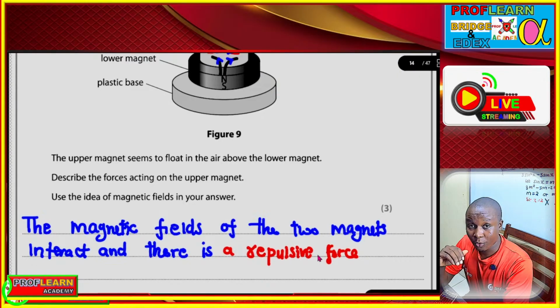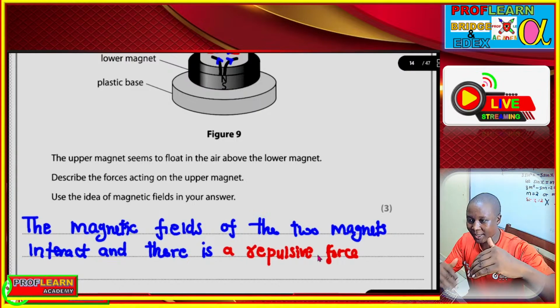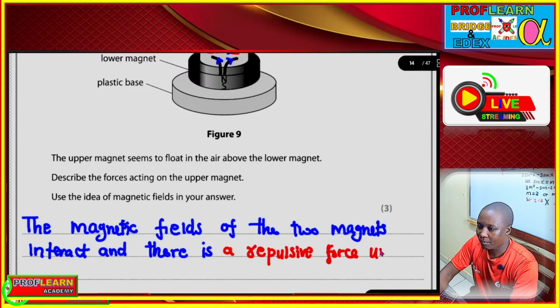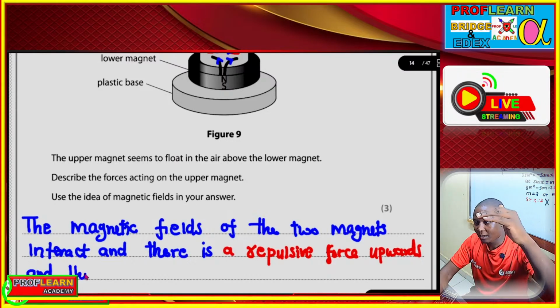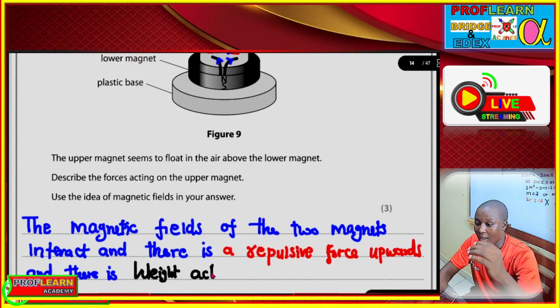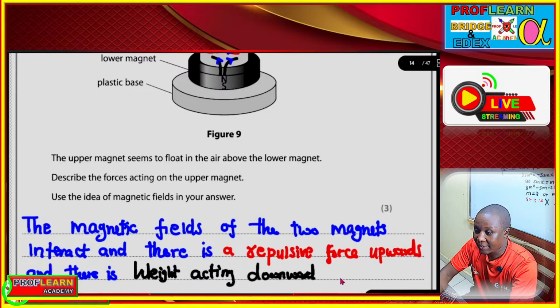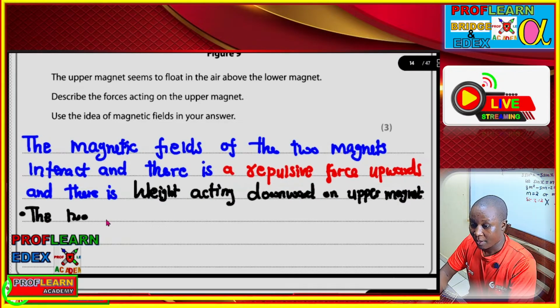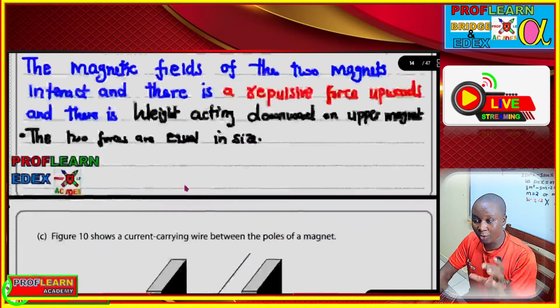So the other force acting here is the weight of the upper magnet. There will be a weight acting downwards. You need to remember that the magnet at the top will be experiencing a gravitational force. So we are going to say that weight acts downward on the upper magnet. So we have two forces, the weight and also the repulsive force from the magnet. So the two forces are equal.